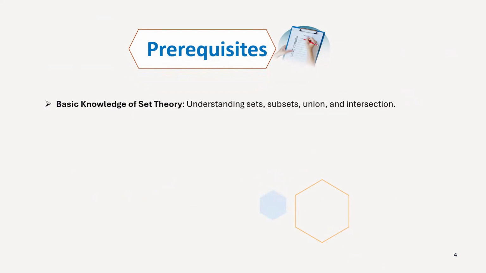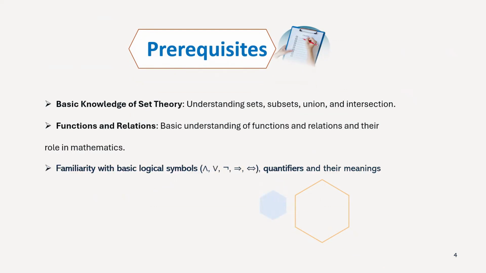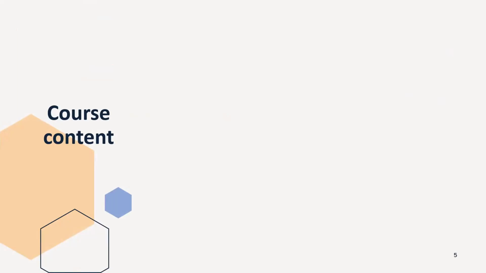First, basic set theory like union and intersection. Second, functions and relations, since they are essential in predicate logic. And third, you should be comfortable with basic logical symbols as well as quantifiers and what they mean. Let's move on to the course content.